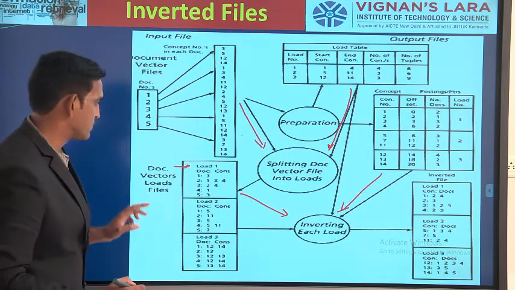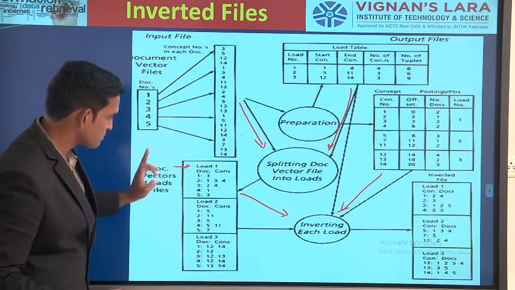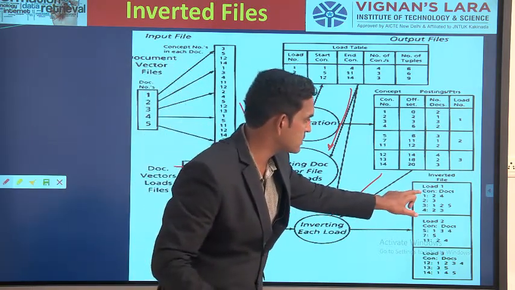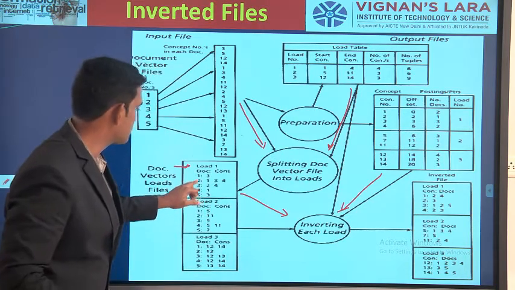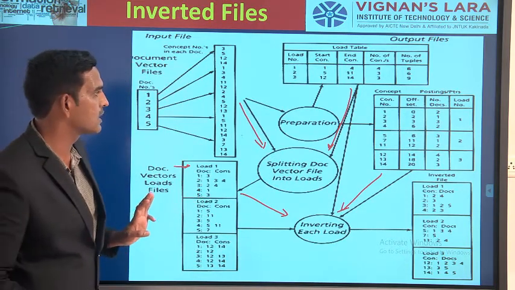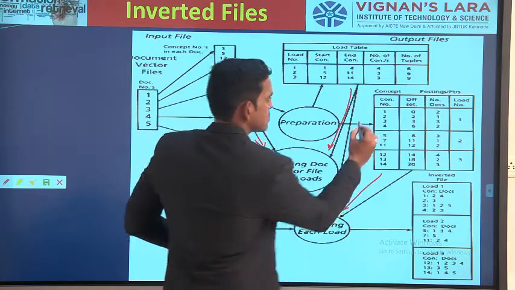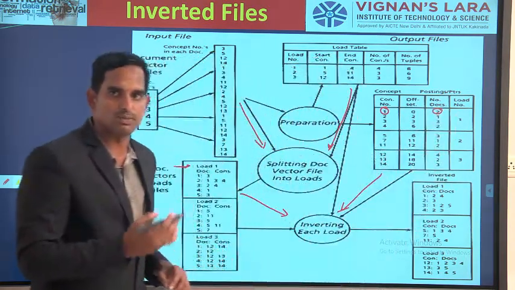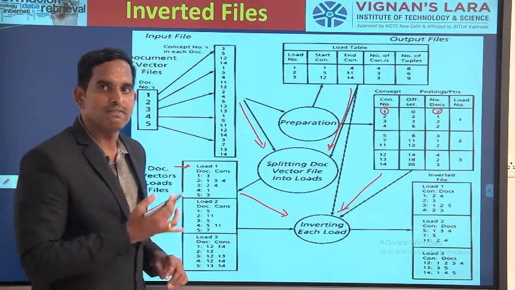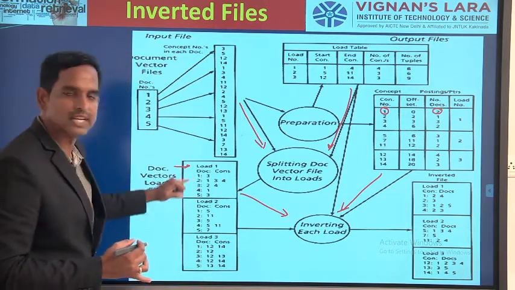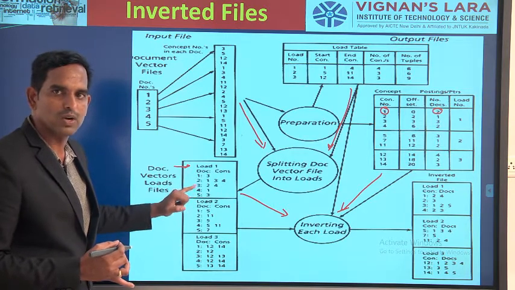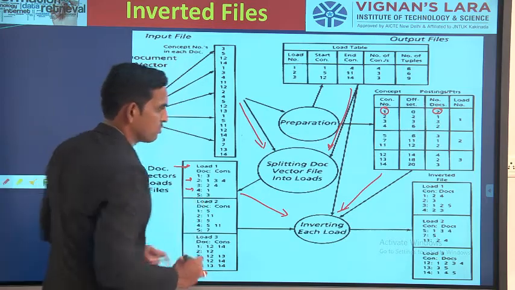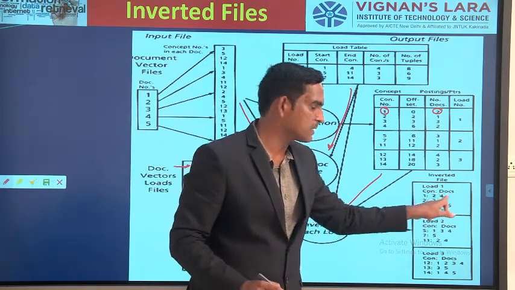How are we going to create our inverted file? First, I have to have the concepts. We will take the first concept and see in which documents that particular concept is present. The first concept is present in two documents. In which documents it is present, we can refer to in the load. So the first concept is present in document 2 and document 4. We are going to create that entry here.